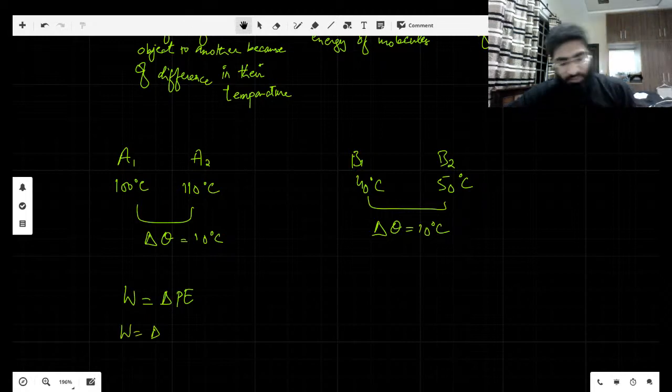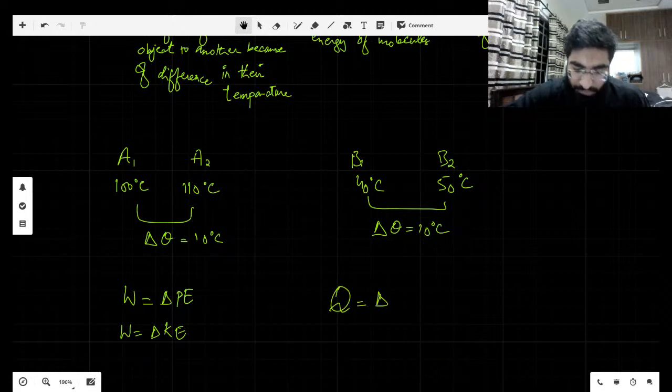So if a body is dropped from a certain height, at height it has higher potential energy. When it falls down to the ground, its potential energy is gone. The difference in potential energies is equal to work done. The same way, heat, which we show with the symbol Q, is change of internal energy. Q is equal to delta U.